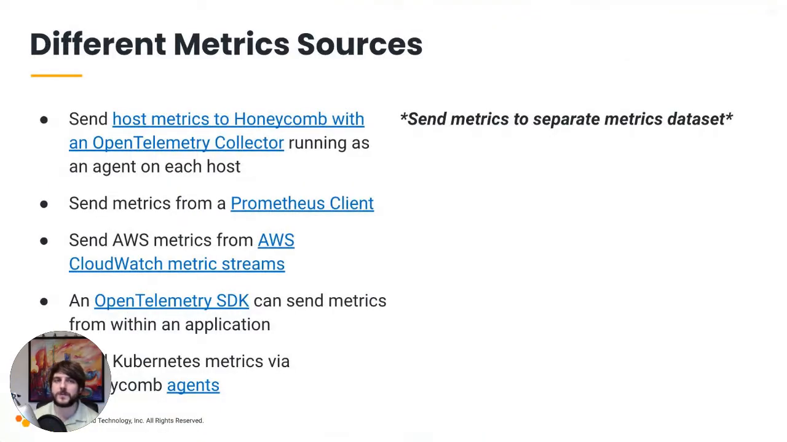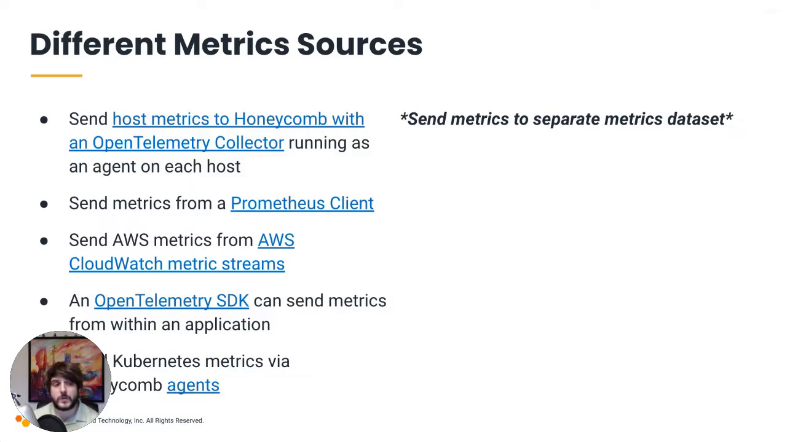There's multiple different types of metric sources that we can accept in Honeycomb. The main one being OpenTelemetry line protocol format, that's OTLP. You can set up an OpenTelemetry collector to send host metrics to Honeycomb so you get things like CPU utilization, network, and memory. You might also set up an OpenTelemetry collector to get information from your Prometheus clients to get those Prometheus metrics into Honeycomb.